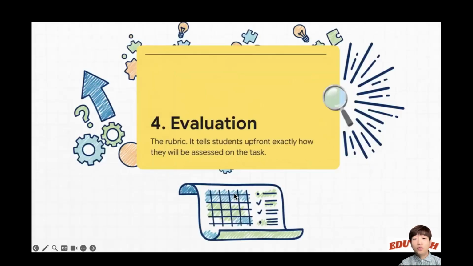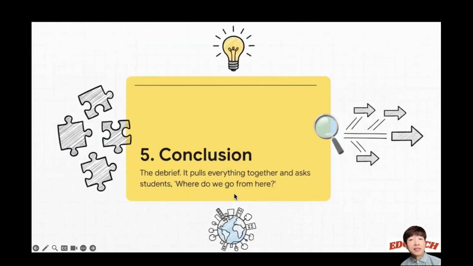Transparency is huge, and that's where evaluation comes in. This is the rubric. From day one, students know exactly how they are going to be graded. It clearly defines what success looks like, which lets them focus their energy and even check their own work as they go. Then there's the conclusion.